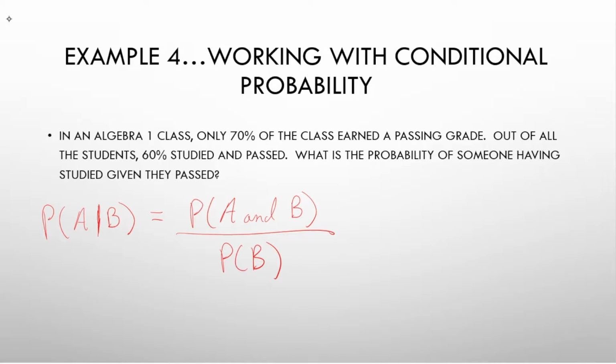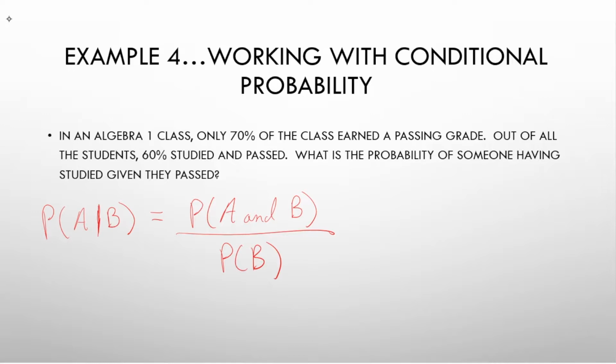Okay, so in this scenario we want to look at what we're given. Anytime we see the word given, or assuming this has already occurred, or any synonymous terms, the most common one being given, that's when we want to use this formula, see what we have, and see what we can plug in. So in an Algebra 1 class, only 70% of the class earned a passing grade. Out of all students, 60% studied and passed. What is the probability of someone having studied given they passed?